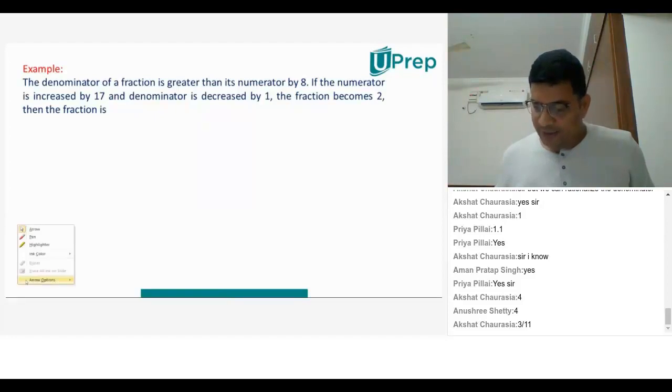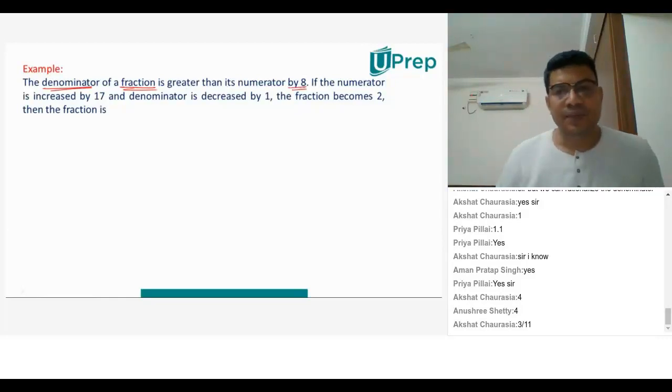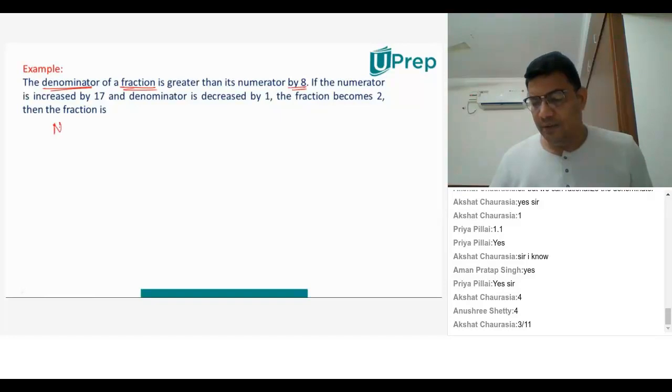So let's do this. He's saying the denominator of a fraction is greater than its numerator by 8. Whenever we have a fraction, something like a by b, a is called the numerator and b is called the denominator. So your denominator is greater than its numerator by 8.